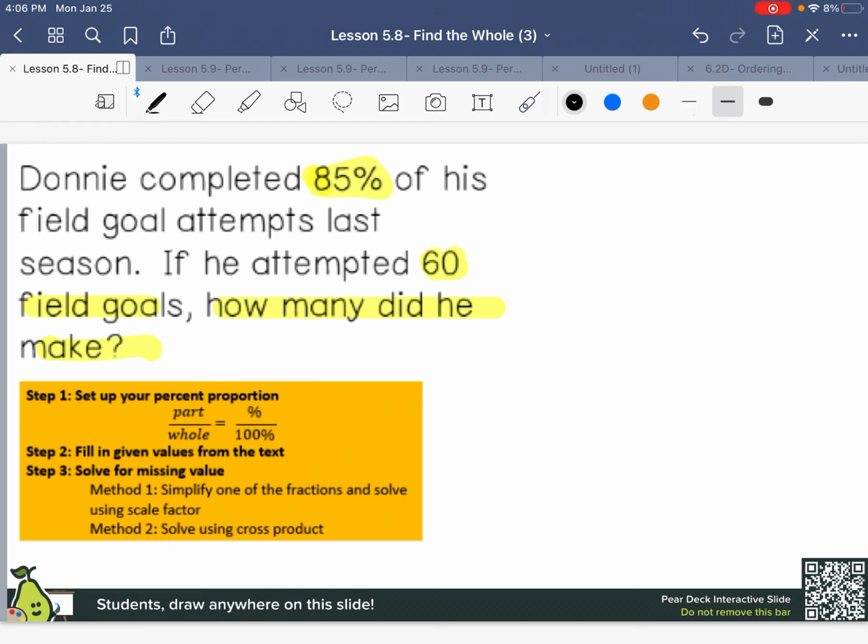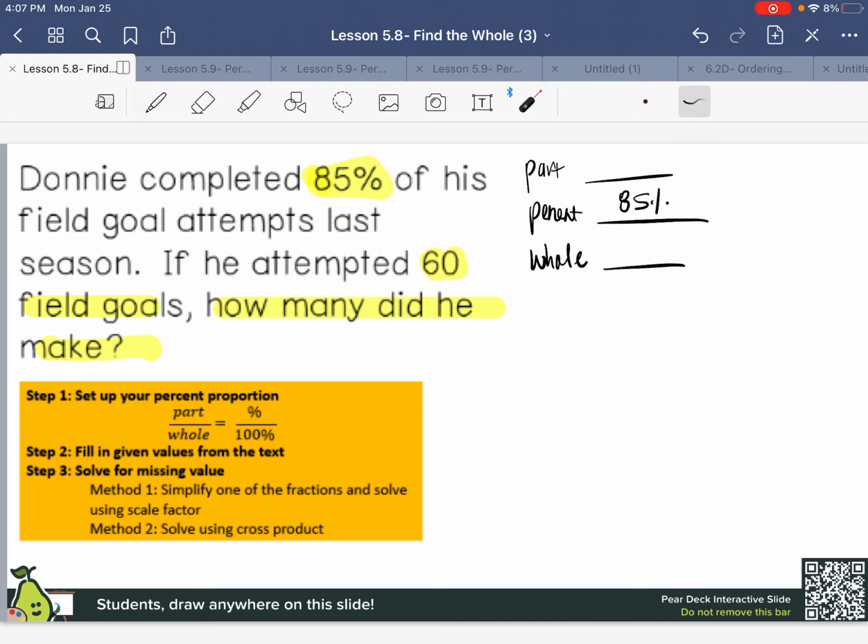Okay. In this one, I'm going to help you understand what it means to be missing the part or the whole. So let's go ahead and set up the part, the percent, and the whole. Notice that I have 85% here. Then it says he attempted to make 60 goals. So that's how many he tried to make in total. So I'm going to go ahead and put that as my whole. So in this case, we're not given our part. We're actually missing our part because this is how many he tried to make in total. You want to find out, well, how many did he make, right?